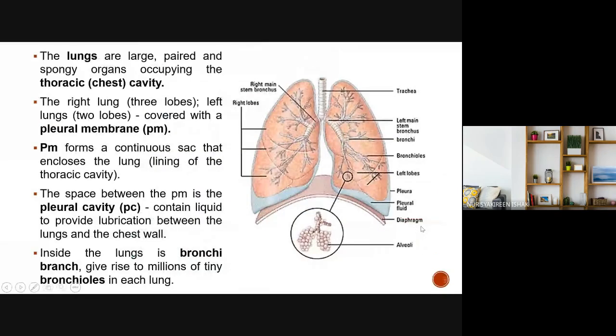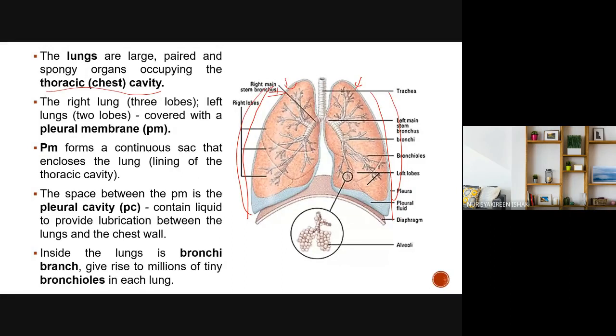Okay, so the lungs. The lungs are large, paired, and spongy organs occupying the thoracic cavity, or the chest cavity. So this is your lung. You have the rib cage. So the cavity below your rib cage, the whole of it, we call the thoracic cavity, where the lungs are located.